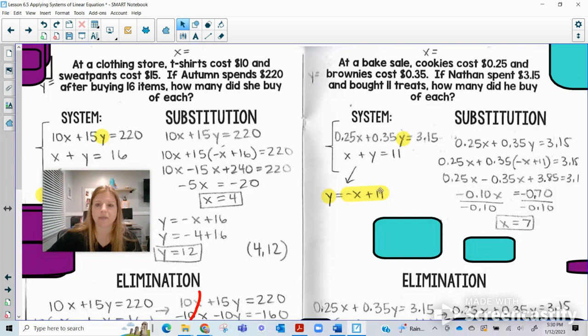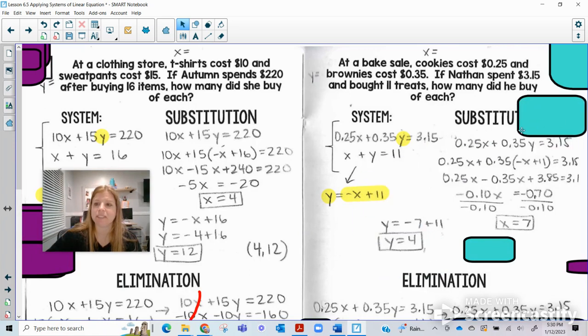After all that messy, dirty work, it is so easy now to get y. I'm going to take my equation of y equals negative x plus 11. I'm going to plug in my x value of 7. Negative 7 plus 11 is 4. And so my solution is (7, 4).